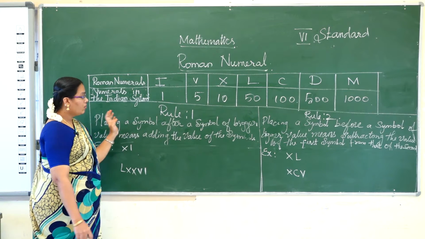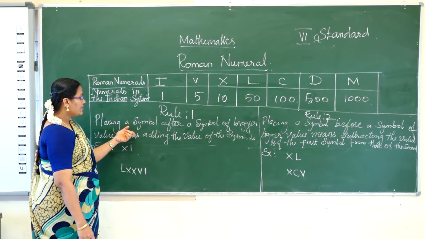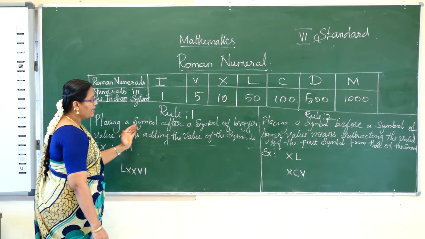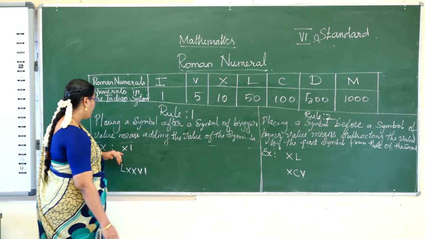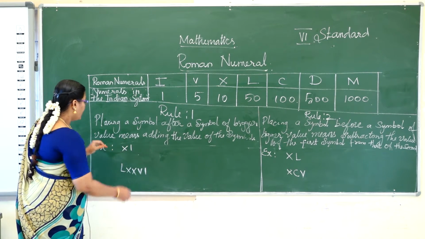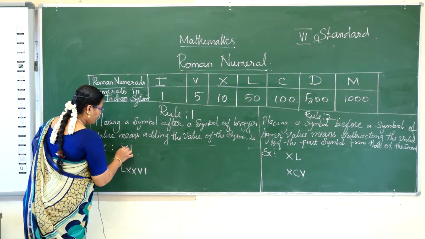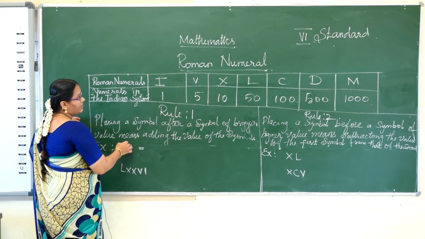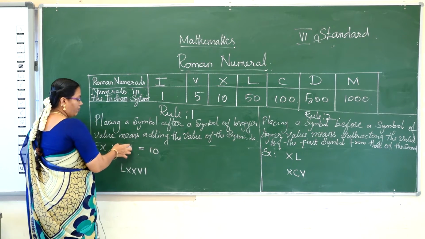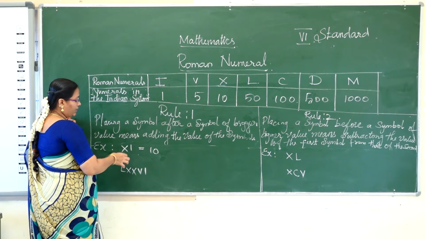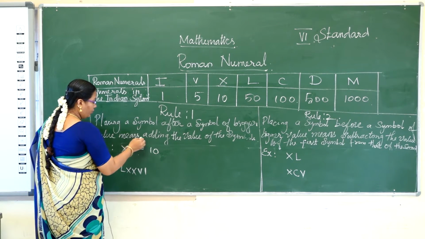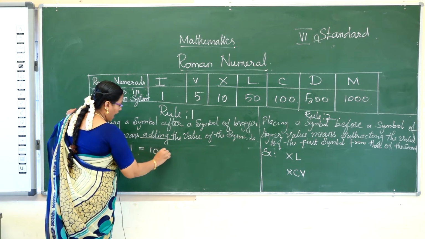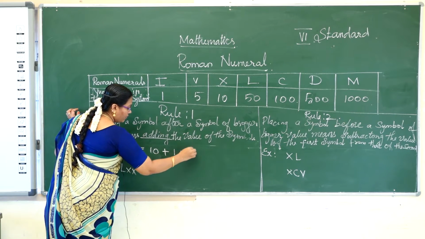Rule number 1: placing a symbol after a symbol of bigger value means adding the value of the symbol. One Roman numeral is given here, XI. Already you know that it is 11, is it? What is the value of X? 10. So the first letter is the bigger value. What we do is add the value of the symbol. The next one, I, has value 1. So the value is 11.